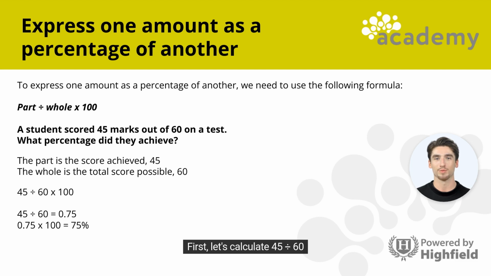First, let's calculate 45 divided by 60. This gives an answer of 0.75. Next, we multiply 0.75 by 100. 0.75 multiplied by 100 equals 75. The student achieved 75%.